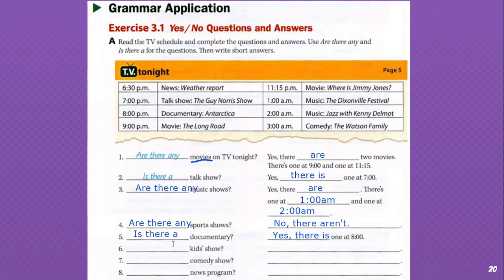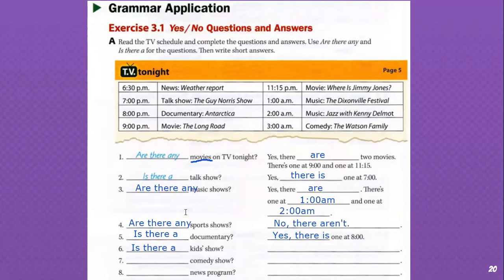Excellent. Number 6, kids show. What is the question in that case? Is there a kids show? Yes, excellent. Thank you, Aaron. Don't forget in the question, you use are there and add the word any. If the noun is singular, you use is there plus the article a. We are on page number 84, Kevin.